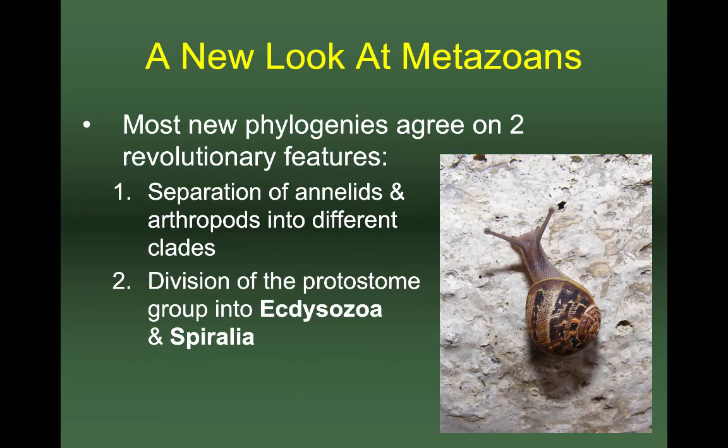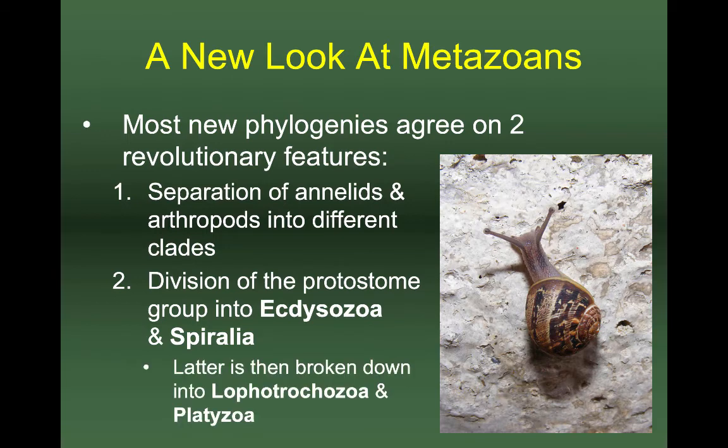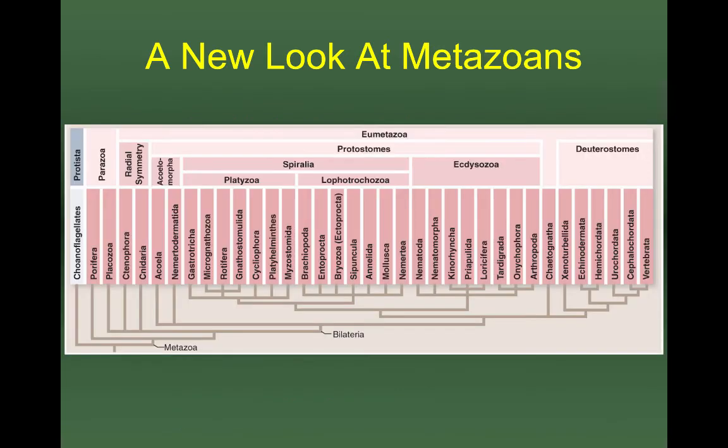So ecdysozoans would include, most remarkably, things like the arthropods and the nematodes, which are the roundworms, because they are both animals that definitely go through ecdysis. Spiralia would be things more like the mollusks, a really big group of Spiralia. So that's another feature that we would take a look at with a newer approach to classifying animals. And then within the Spiralia, it gets a little more complicated. Lophotrochozoa, Platyzoa, those are subdivisions of the Spiralia, but that's getting pretty specific and not really a level that I typically go into too much in these intro-level classes.